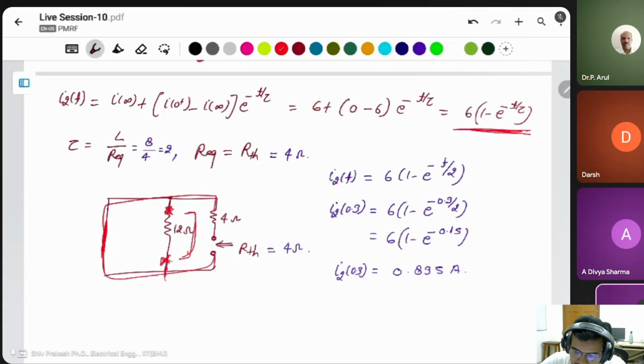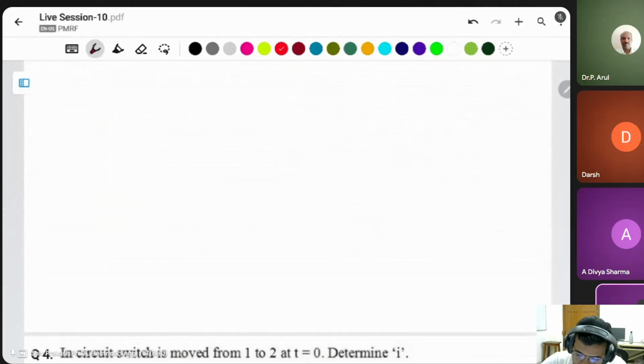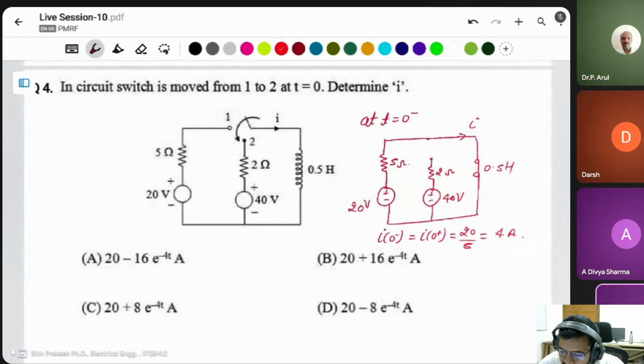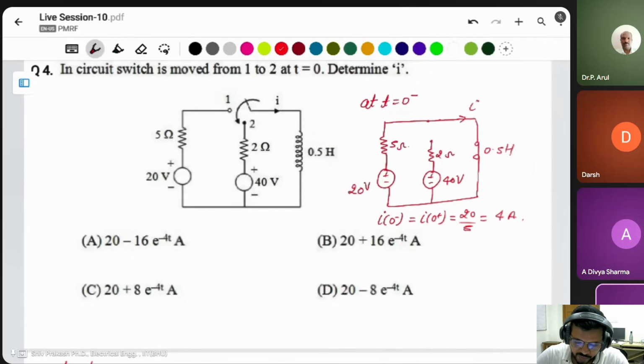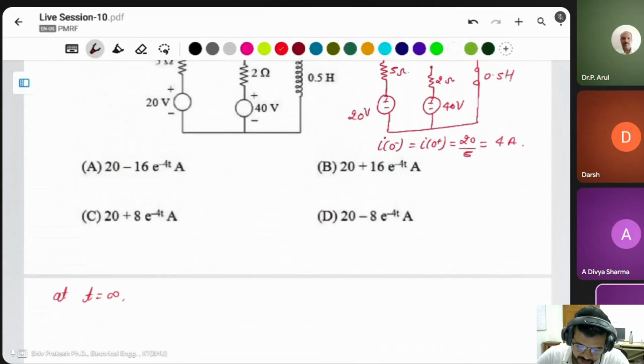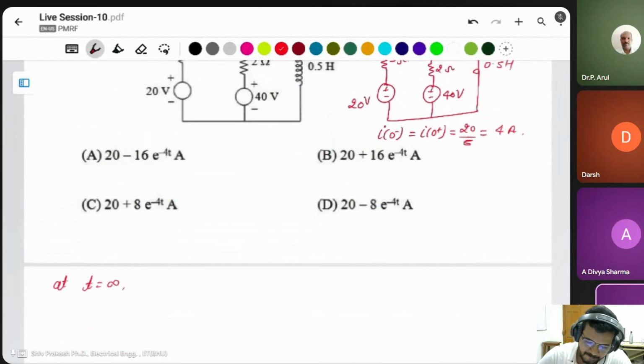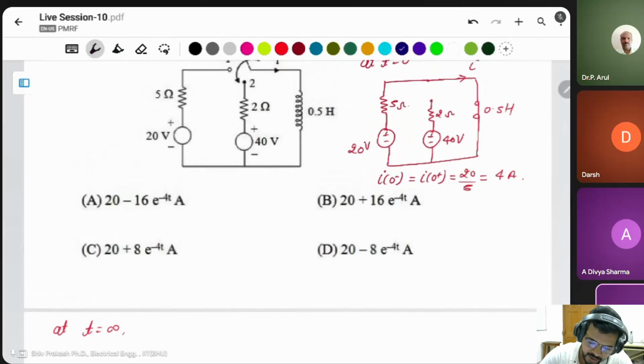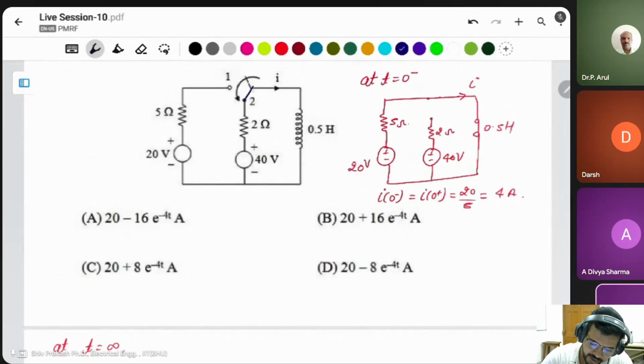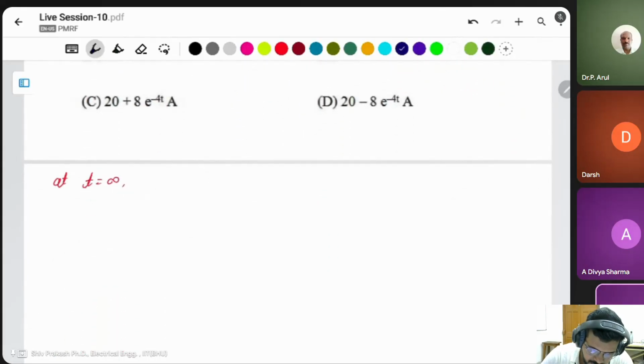Okay, the next question. At t is equal to 0 minus, I have found the initial current is 4 ampere. Then we have to find the current at infinity. Then what is the circuit at t is equal to infinity? This circuit is closed like that. Okay, this is open circuit.